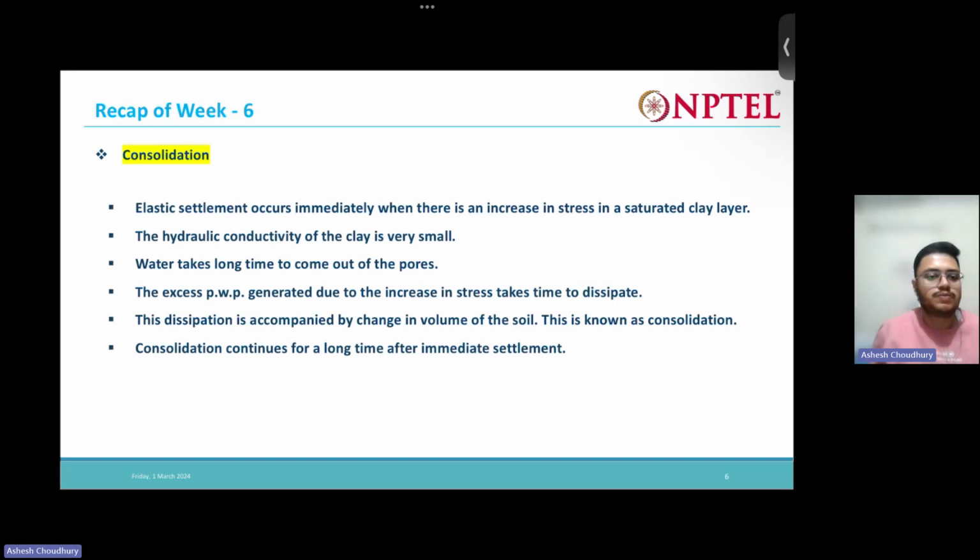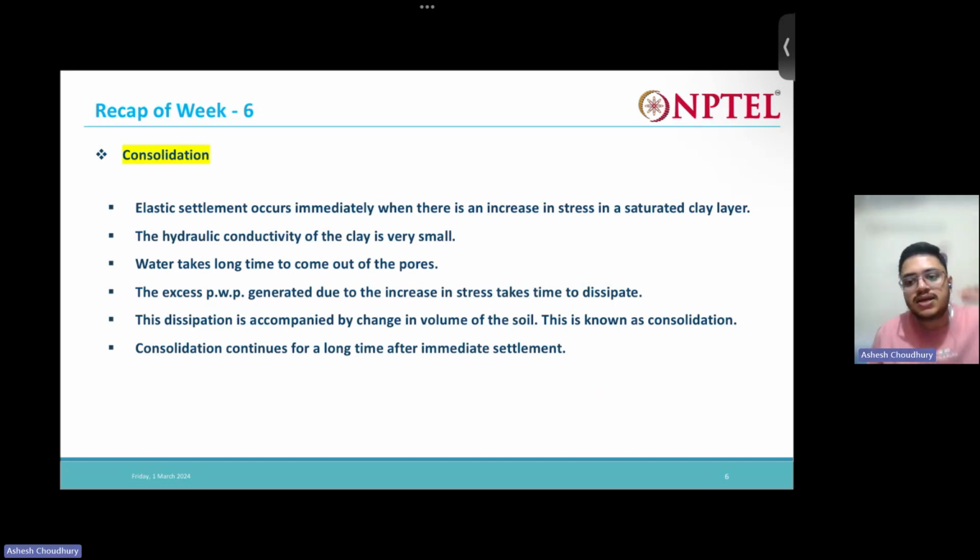Now let us understand what happens next. The hydraulic conductivity of the clay is very small, as we discussed, so water takes a long time to come out of the pores. As drainage is a very time-taking process, whenever you apply load, elastic settlement will occur, and what happens is that the load actually generates excess pore water pressure in the soil.